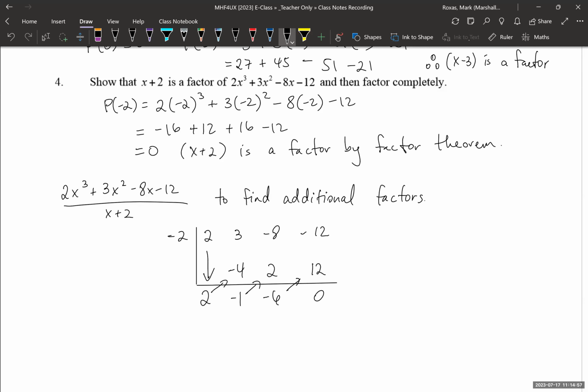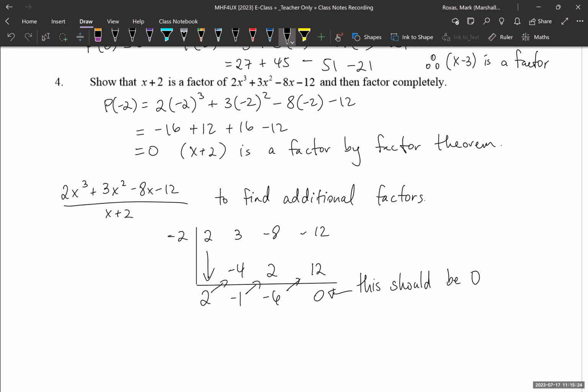Okay. And because x plus 2 is a factor, we expect that the remainder, this should be 0, right? Because we proved that by the factor theorem. There is no remainder. Okay. And so if you don't get a 0 in that last column, then you probably made a mistake somewhere in your synthetic division, right? So you have to double check your work there.